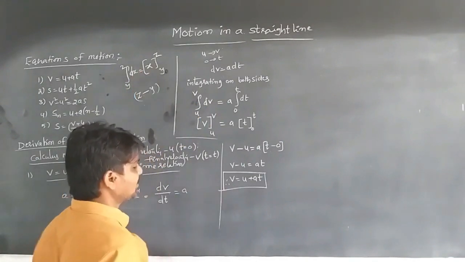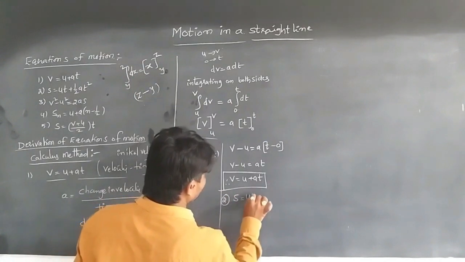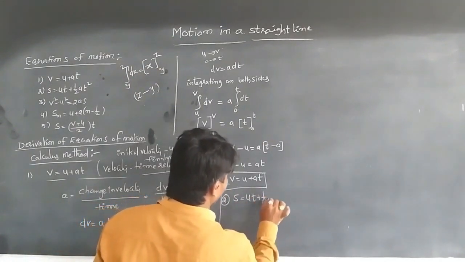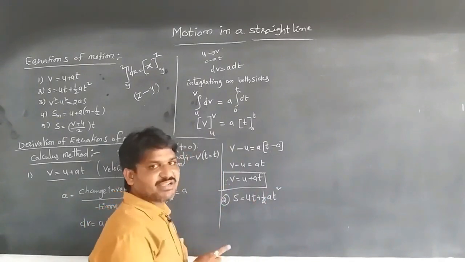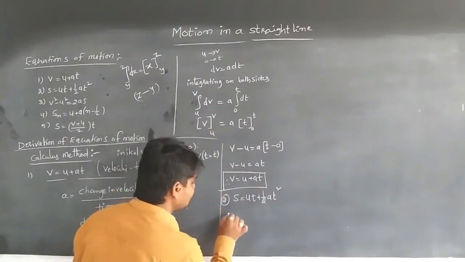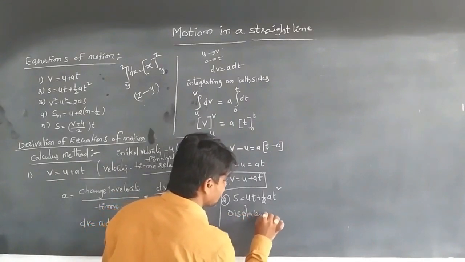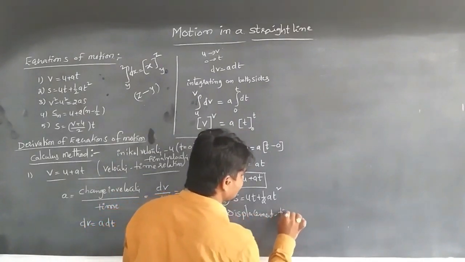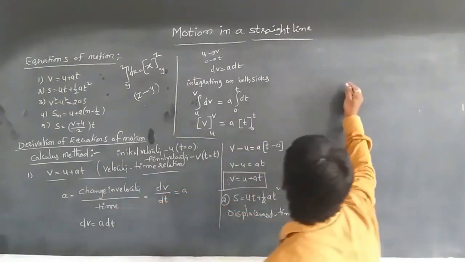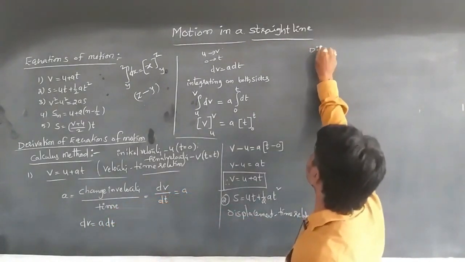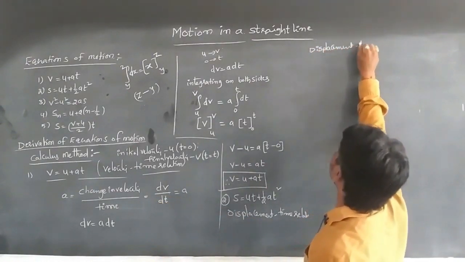The next one, the second one, is s is equal to ut plus half at square. That means the relation between displacement and time, the displacement-time relation.